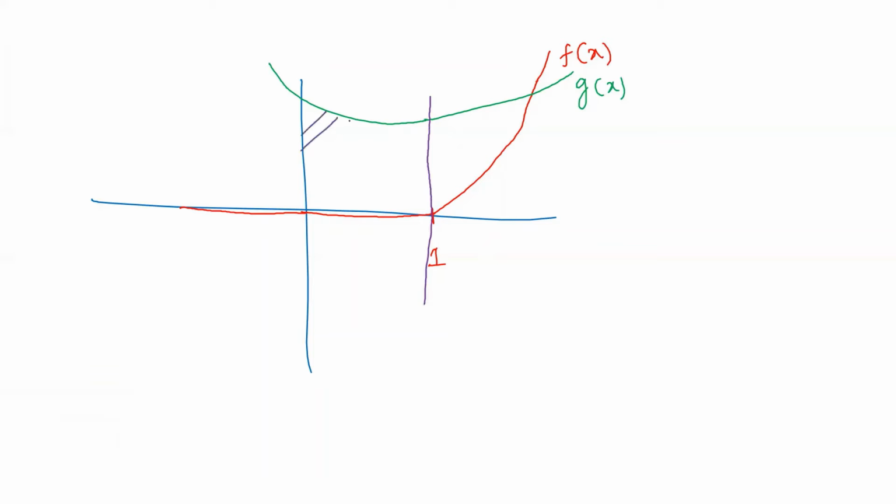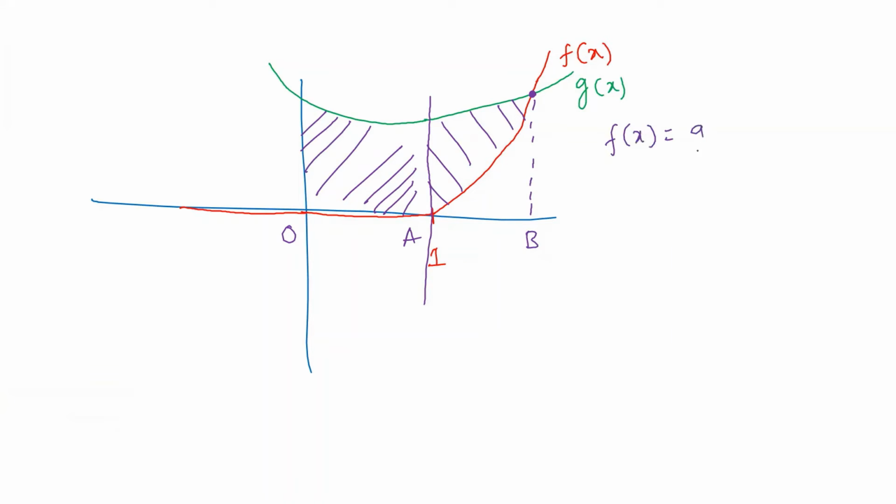So we need to find out this area for the question, so this area as well as this area here. To find out this, first we need to find out what will be this point, right? So let's say this one is the origin, this is going to be point A, and this one is going to be point B here. So to find out the point B, first we need to do f of x equal to g of x.